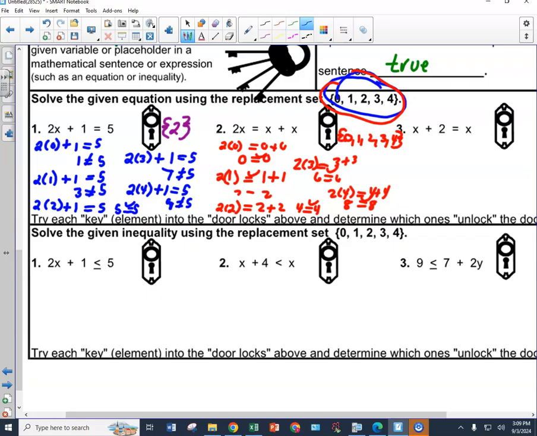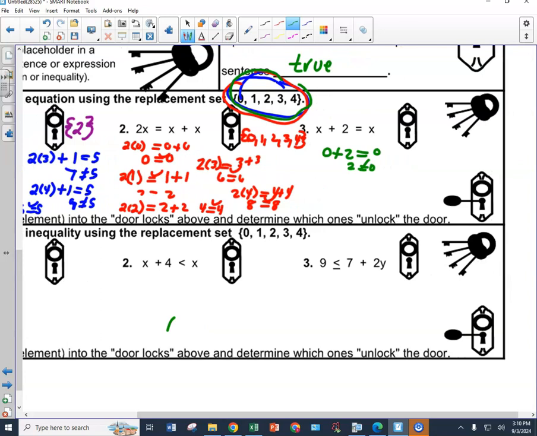All right, let's look at this one. We're going to use the same set right here. We're going to plug in 0. 0 plus 2 equals 0. Well, 0 plus 2 is 2. Does 2 equal 0? Nope.